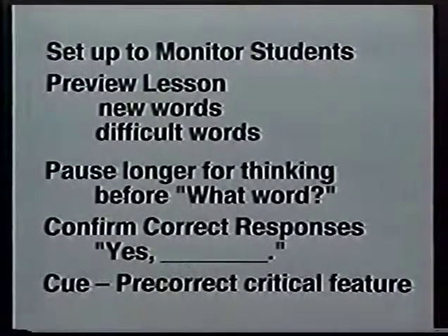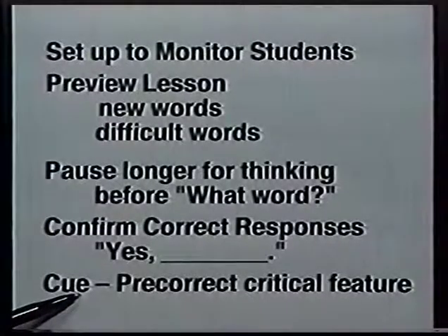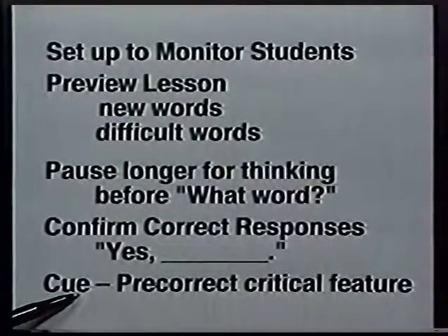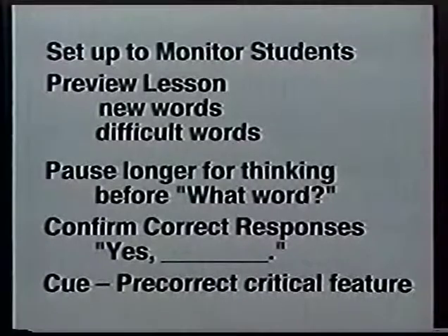In addition to pausing longer on some words and confirming correct responses, you may present quick pre-corrections or cues before you have students try to read difficult words. Pre-correction procedures increase accuracy by focusing students' attention on critical features of the words before you signal them to respond. I'll demonstrate using pre-corrections and how to use techniques to motivate students to attend carefully and work hard to read the words correctly the first time through the whole list.